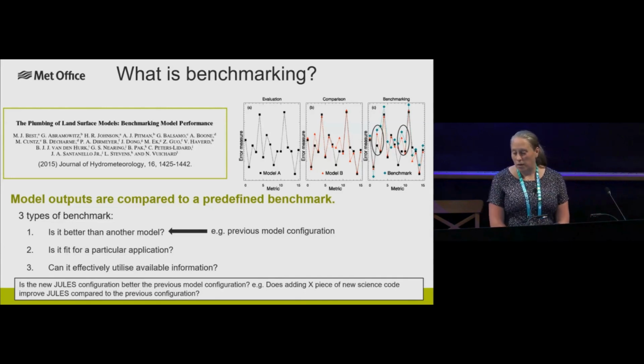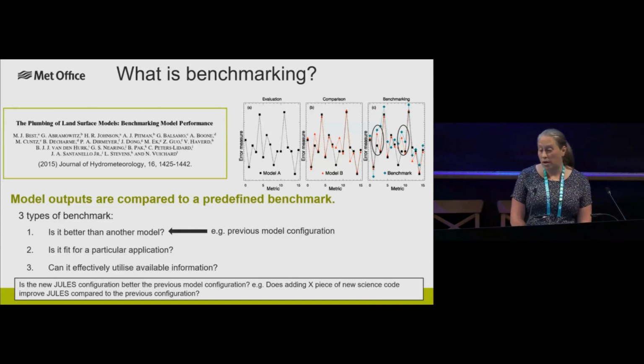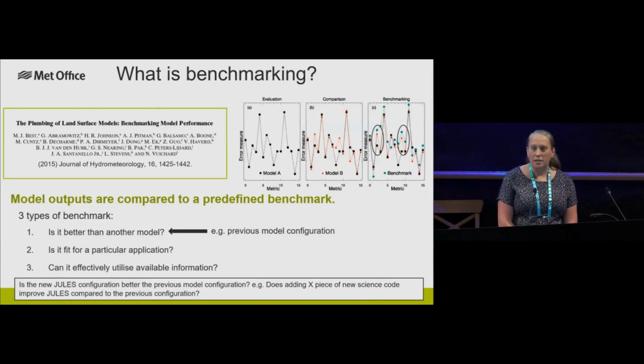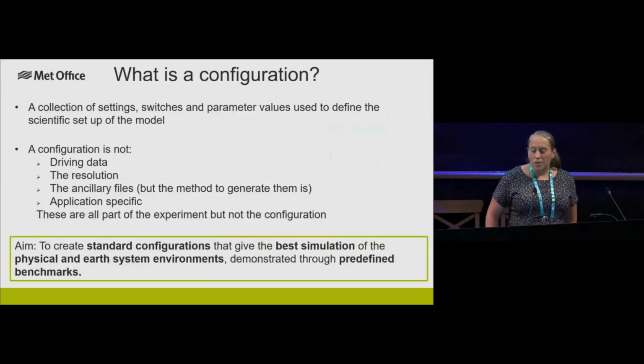So in this work that we're doing, we're looking at whether the JULES configuration actually outperforms the previous model configuration. So if we add new science to the configuration, does it actually outperform what we had before? So we're using this in order to develop new configurations for JULES, particularly on the standalone basis rather than the coupled. So moving on to another fundamental question, what is a configuration?